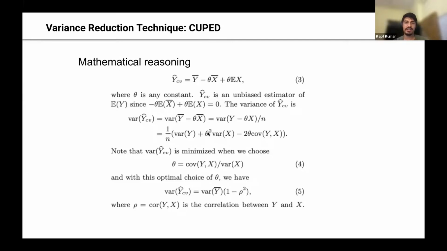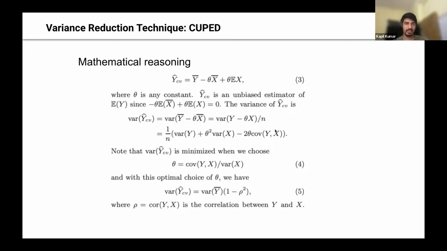And here, in terms of y and x, the variance in theta becomes a linear equation. Using ordinary least squares, you can find the value of theta that minimizes this. In this case, theta is the covariance of y and x divided by the variance of x. And using this, we can reduce the variance of the final output.